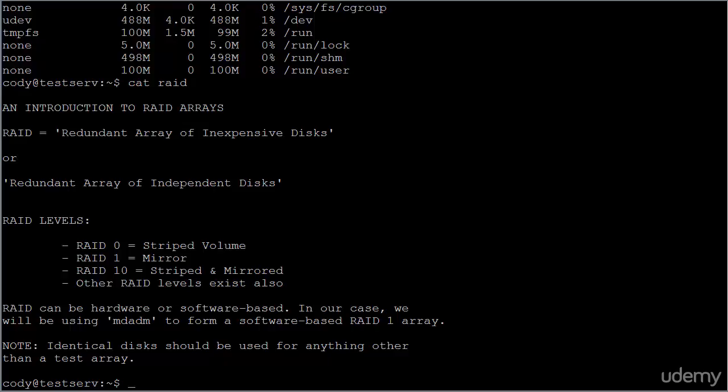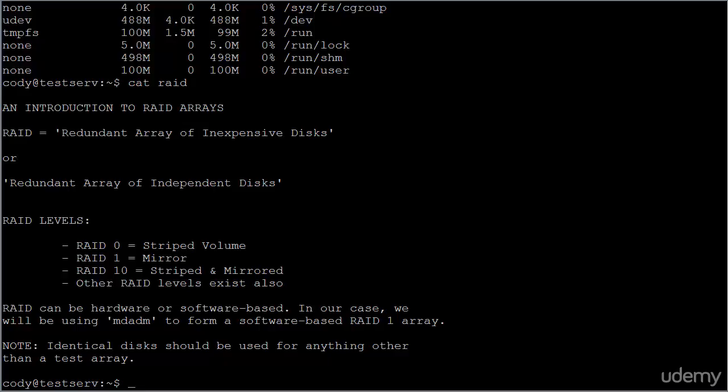Now finally, RAID 10 or RAID 1 plus 0 is simply going to be a marriage between RAID 0 and RAID 1. You'll get the performance boost of RAID 0 and the redundancy of RAID 1. It is important that you understand that RAID can be hardware or software based. In our case, we will be using MDADM, a software program, to form a software-based RAID 1 array.